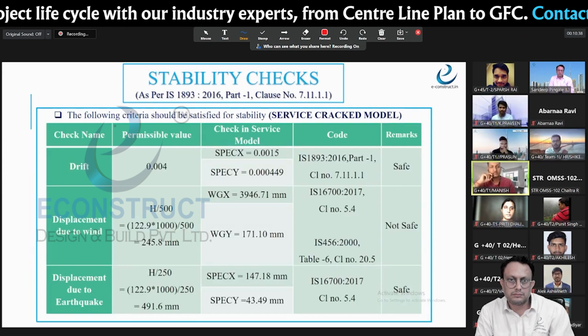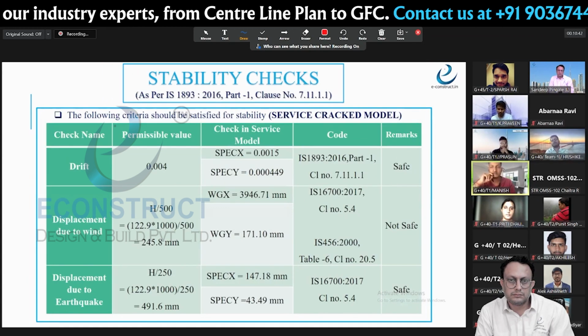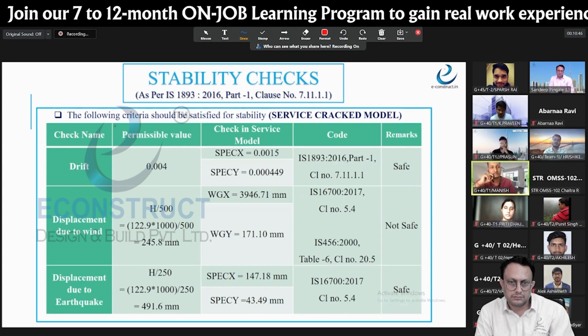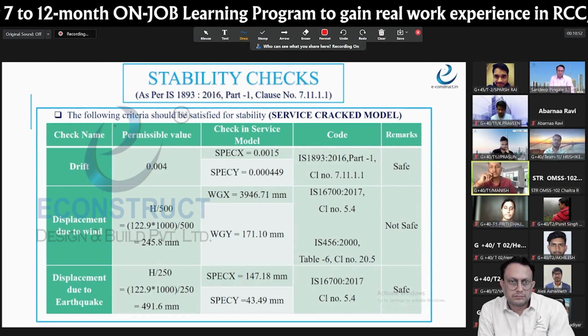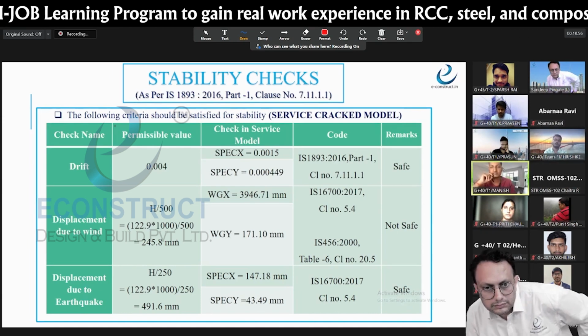And this is the stability check. In the drift, we are safe in the structure, but in the displacement due to the wind, it is not safe. And displacement due to the arcade, we got a value which is safe. Next slide.